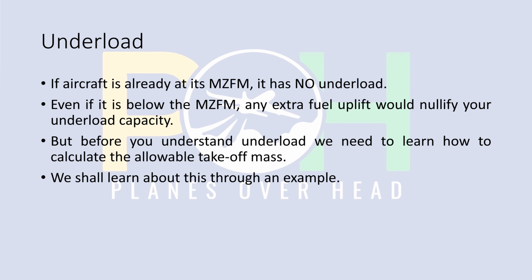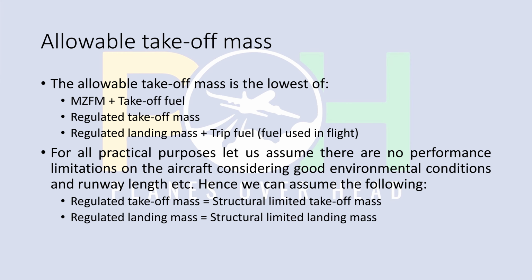But before you understand underload, we need to know how to calculate the allowable takeoff mass. So we shall do that through an example. Allowable takeoff mass is the lowest of the three: maximum zero fuel mass plus takeoff fuel, regulated takeoff mass, and regulated landing mass plus trip fuel. That is the fuel used for the flight from A to B.